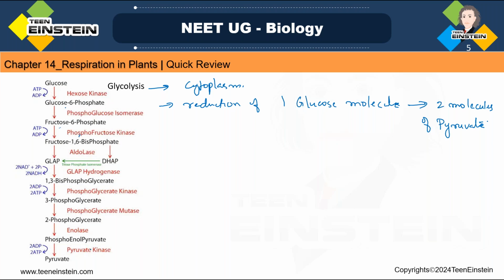So this process is called glycolysis, and in glycolysis you can see the ATPs. In the whole process, 2 ATP molecules are utilized.